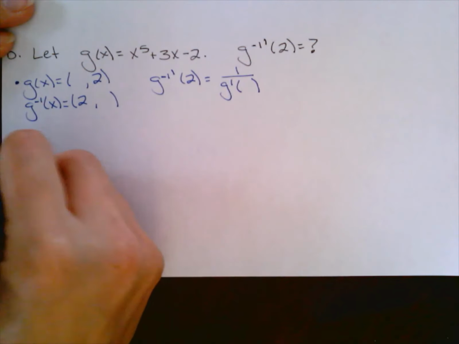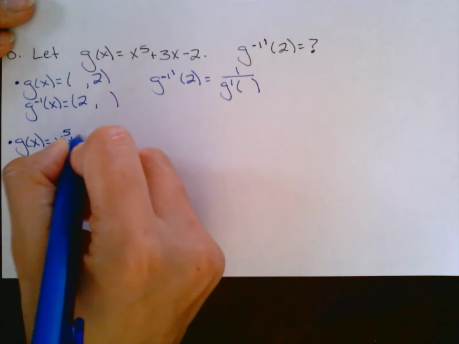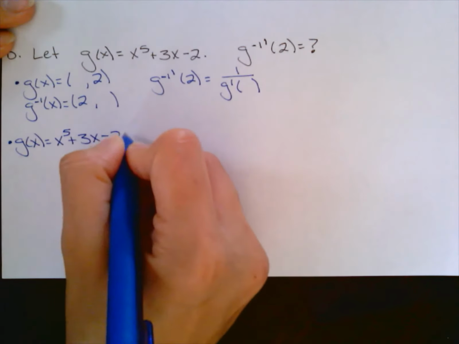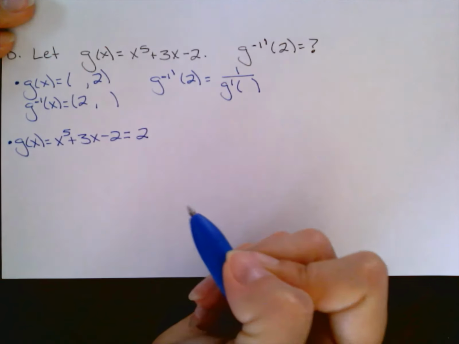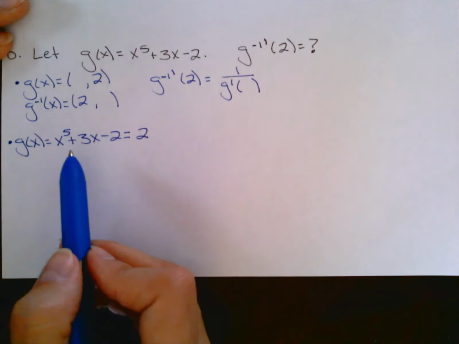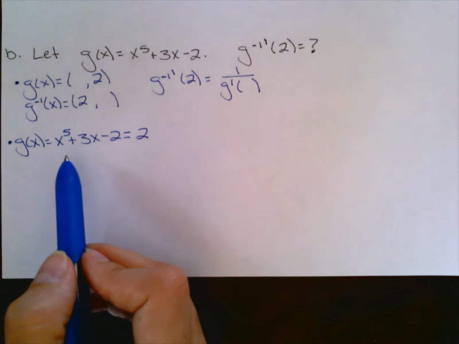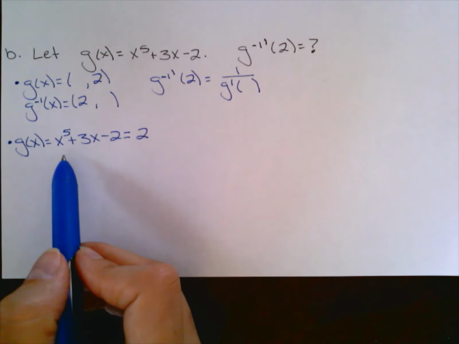Okay? So g of x, which is x to the fifth plus 3x minus 2, I need that to equal 2, and I'm going to solve for this x. Now, notice that this is x to the fifth. I don't want you to waste your time trying to do algebra. That would be a little too complicated, and in an AP test, they would not expect you to do that.